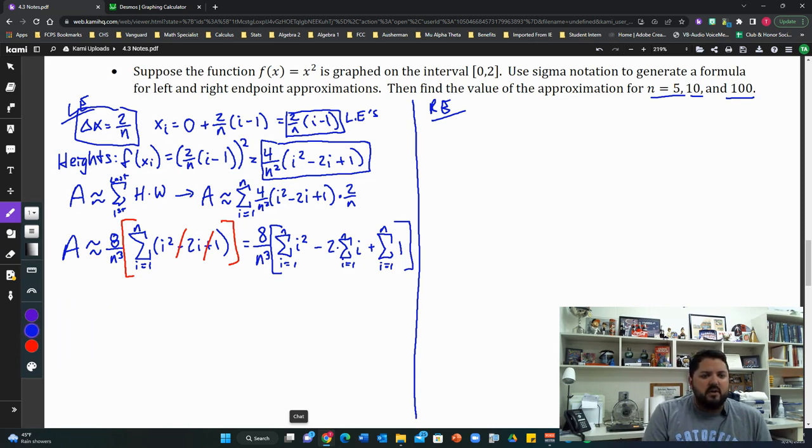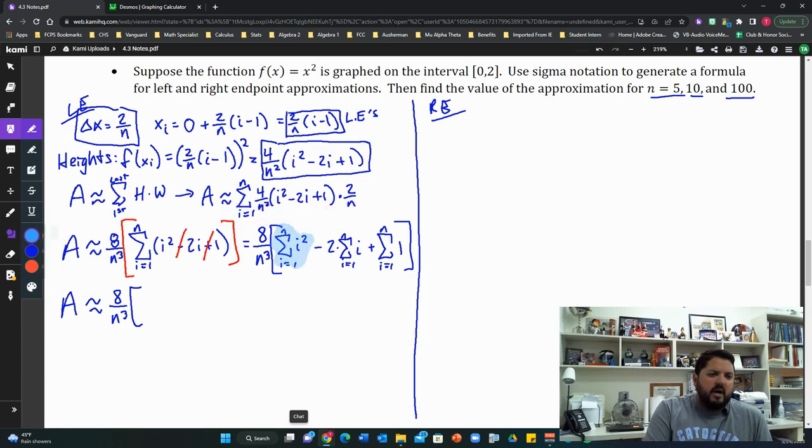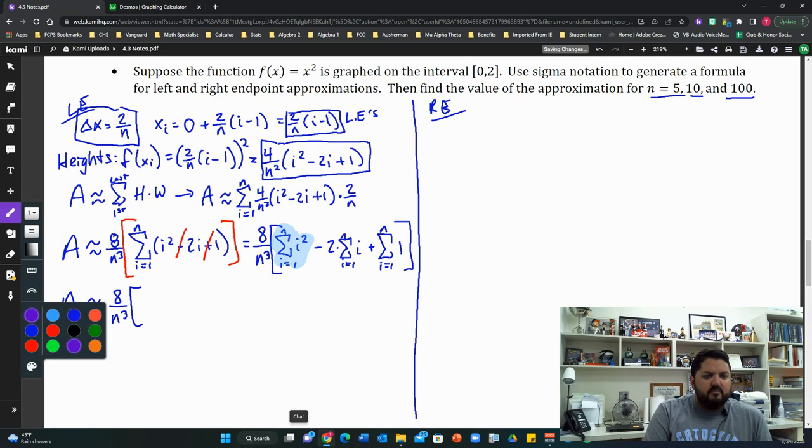So yes, I know these problems are long, but good news is we're working towards a process that'll be super quick, but this is laying the groundwork for all of that. So I have my 8 over n cubed out in front, and now inside, each one of these is going to get replaced with its own formula. So let's start with the first one, i squared. Well, you can scroll back through or flip it back over. But for that guy, its formula was n times n plus 1 times 2n plus 1 all over 6.